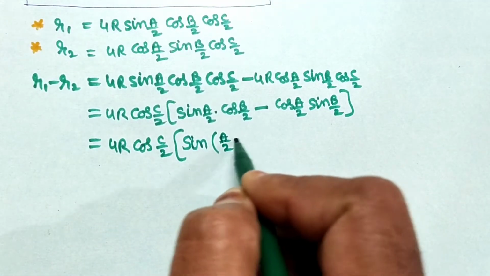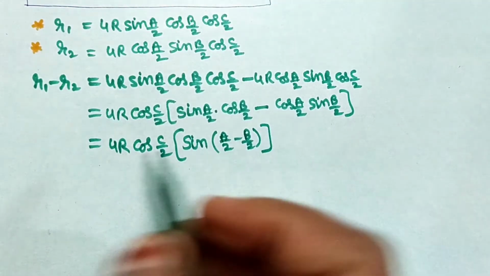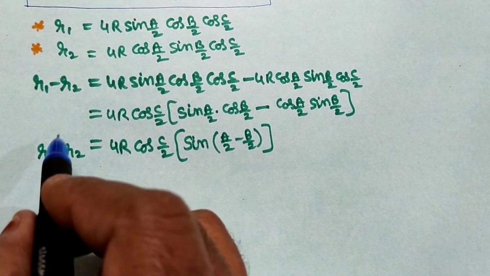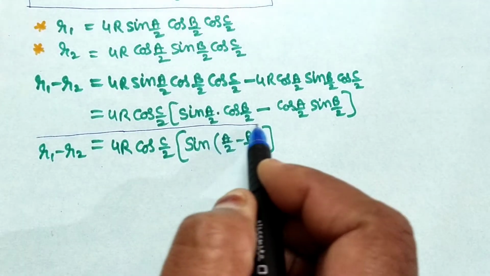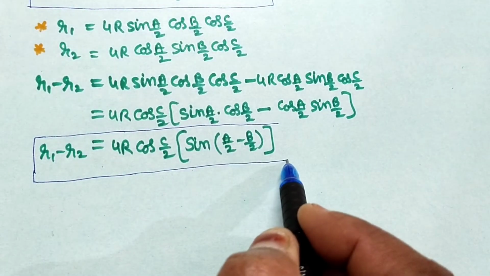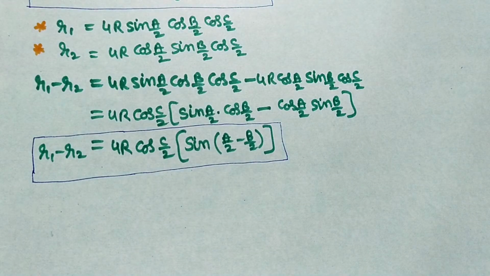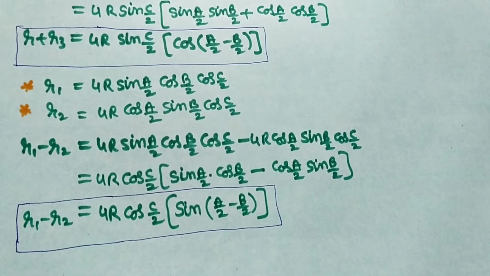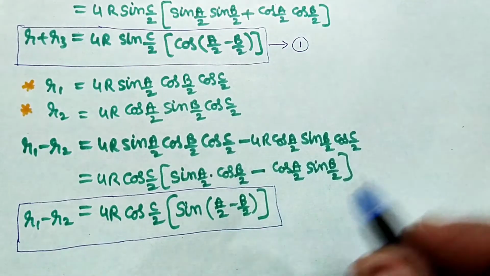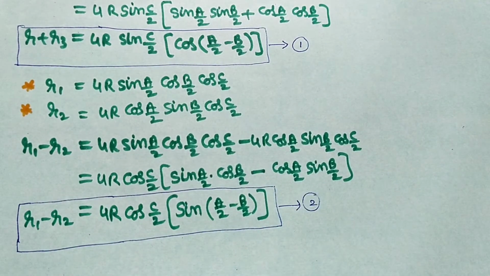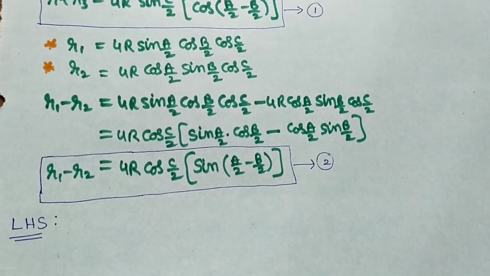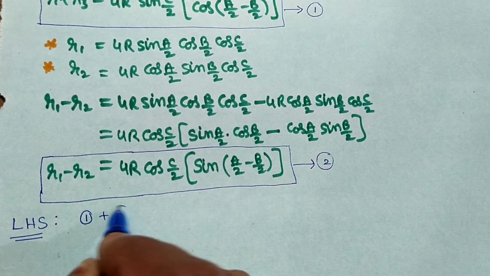Therefore sin of A by 2 minus B by 2. So the value of r1 minus r2 is equal to 4R into cos C by 2 into sin of (A minus B) by 2. Now both the values here we already got. This is equation 1, and we can take this as equation 2. Now adding 1 and 2, you will get LHS, which is equation 1 plus equation 2.